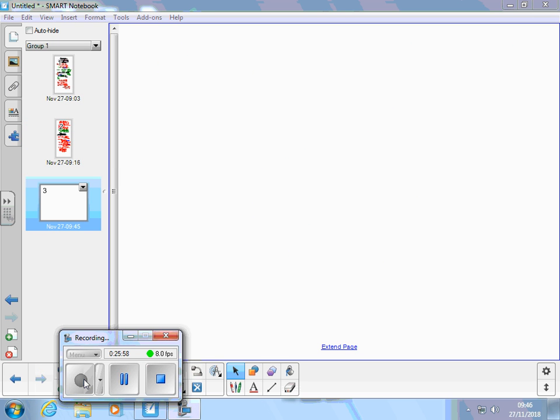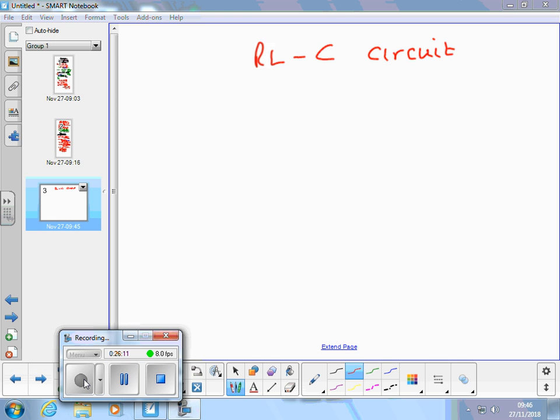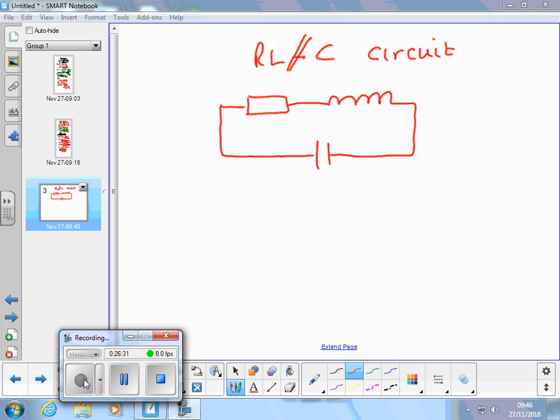Right. Have a look at an RLC. That's really RL in parallel with C. So we're going to look at a resistor and inductance in series, in parallel with a capacitor, connected to an AC source.